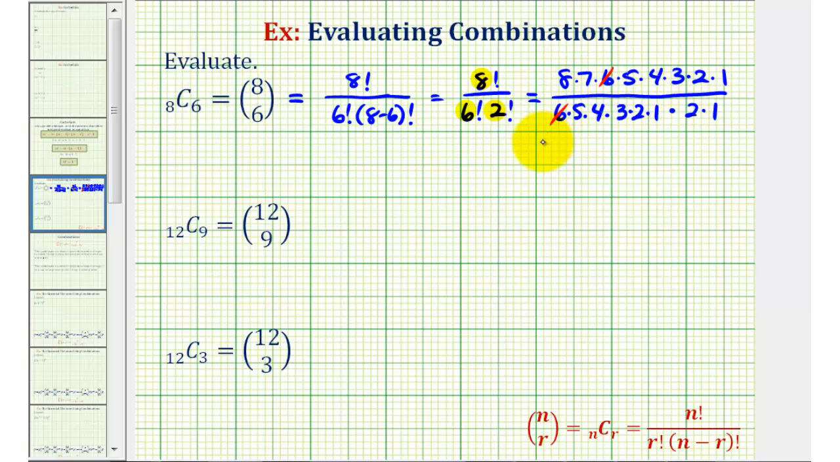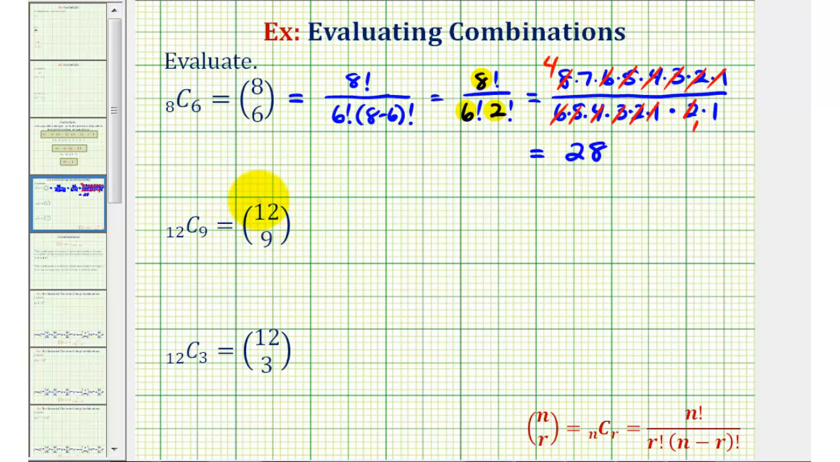Now we'll simplify this. 6 over 6 simplifies to 1. 5 over 5, 4 over 4, 3 over 3, 2 over 2, 1 over 1. And we're not done. Notice that 8 and 2 do share a common factor of 2. There's 1 2 in 2, and 4 2s in 8. Notice how the denominator only contains factors of 1. And the numerator is 4 times 7, which would give us 28. So again, to put some meaning behind this value, if we have 8 people and we're forming groups of 6, we can form 28 different groups.